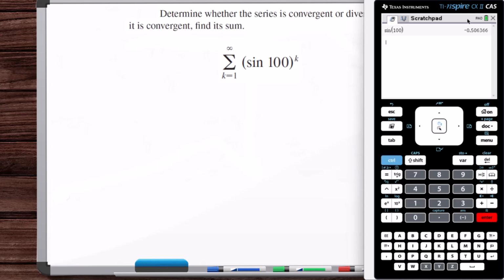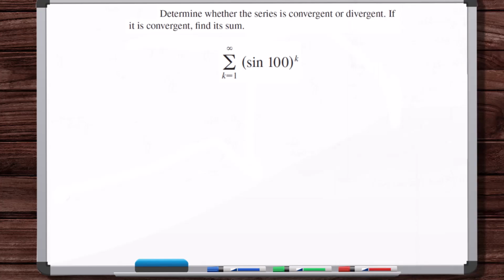Minus 0.506. This is r. Okay, and so the absolute value of r is less than 1. So this is going to converge.